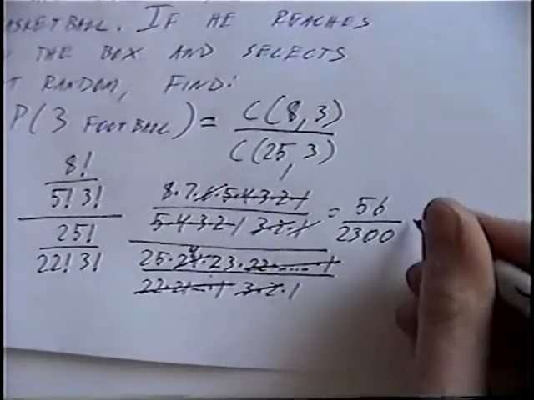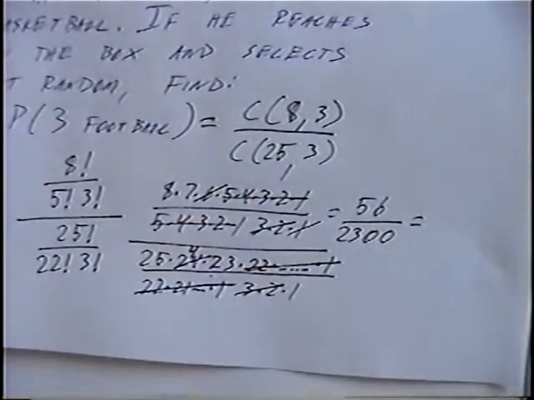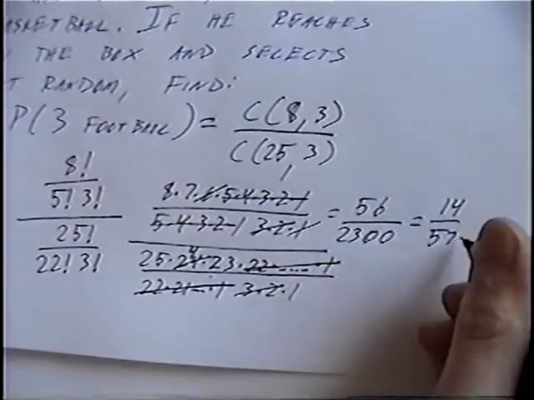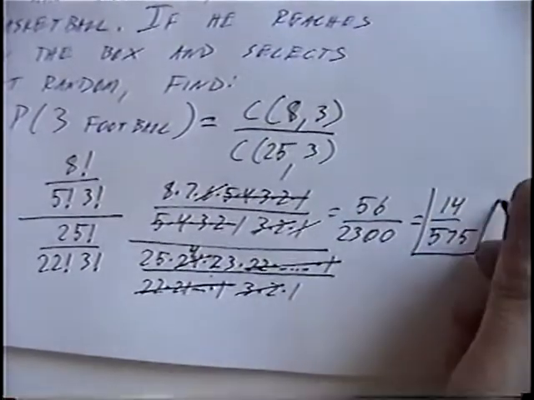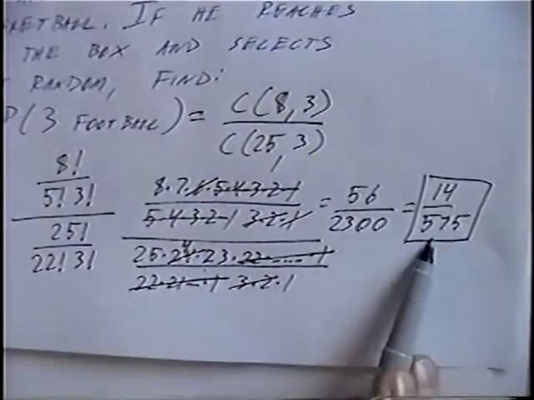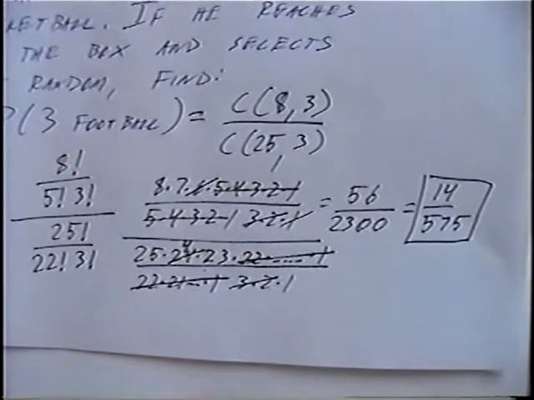Our final answer, we can reduce this fraction. Dividing by 4 would give us 14 over 575. So for this question, Bob wants 3 football cards. He has a 14 out of 575 chance to get 3 football cards if he randomly picks out 3 cards.